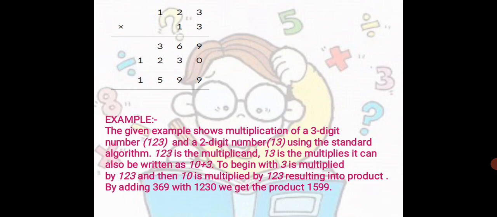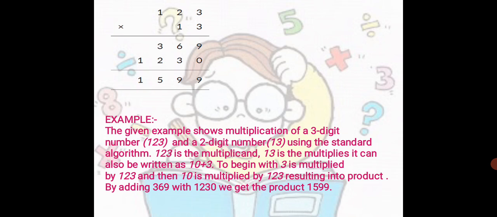We have already gone through it. So what to remember? The first number here, 123, is the multiplicand, and 13 is the multiplier. It can also be written as 10 plus 3.